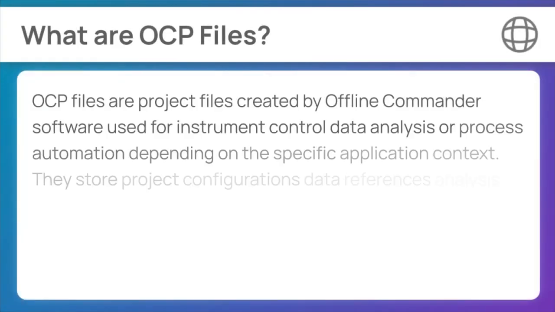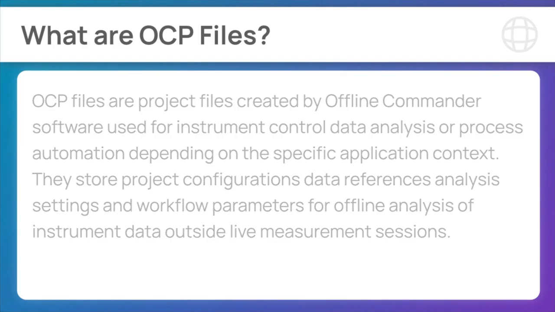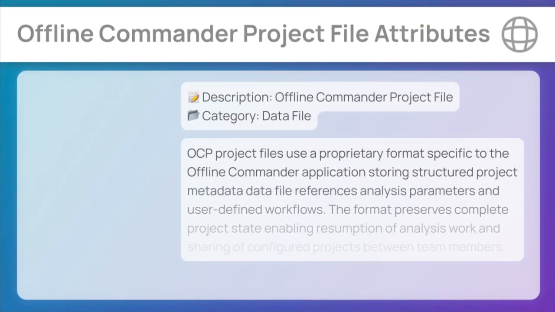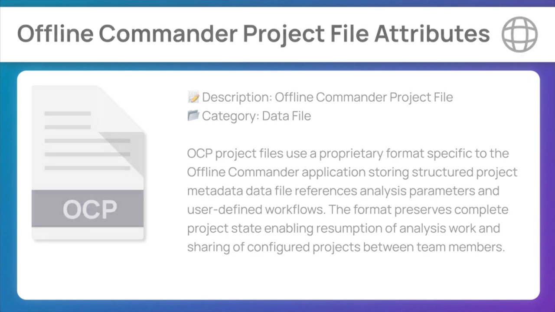OCP files are project files created by Offline Commander software used for instrument control data analysis or process automation, depending on the specific application context. They store project configurations, data references, analysis settings, and workflow parameters for offline analysis of instrument data outside live measurement sessions. OCP project files use a proprietary format specific to the Offline Commander application, storing structured project metadata, data file references, analysis parameters, and user-defined workflows. The format preserves complete project state, enabling resumption of analysis work, and sharing of configured projects between team members.